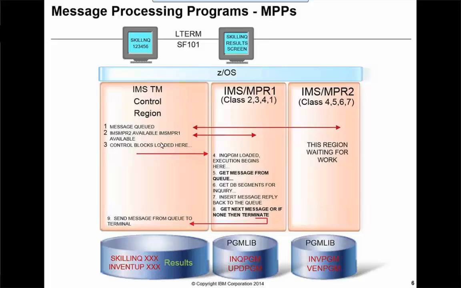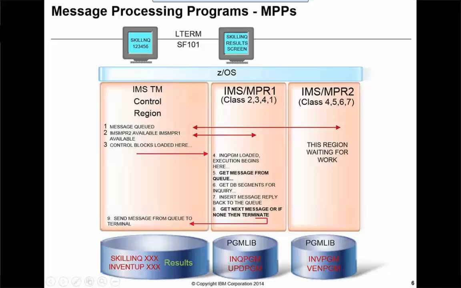And the scheduler then looks at the classes of transactions that the MPR can process. And then it says, okay, I'm going to start with the first class that's listed in your JCL. So in this example, MPR1 can process Class 2, 3, 4, and 1 transactions. So the scheduler is going to start with Class 2 and it's going to find the highest priority Class 2 transaction. Every transaction can be assigned to a class as well as it can be assigned a priority. And so it goes into the message queue pool and looks at all its Class 2 transactions, finds the highest priority transaction, and then tells the MPR, listen, here's a transaction I want you to process.